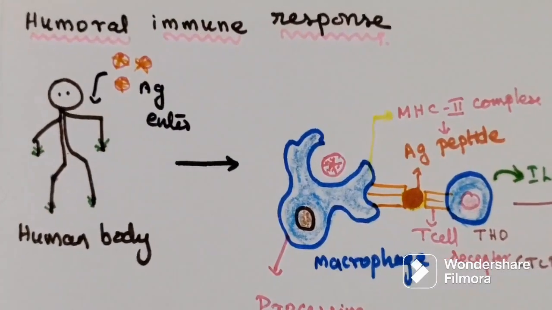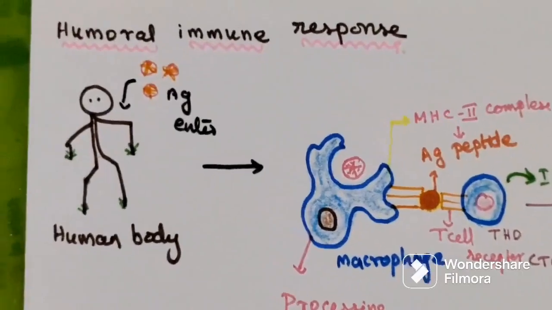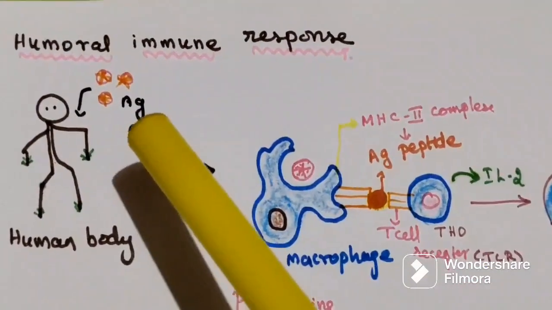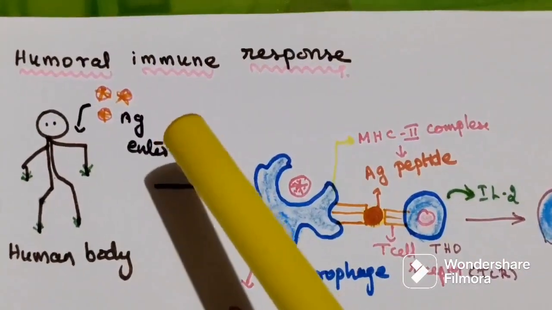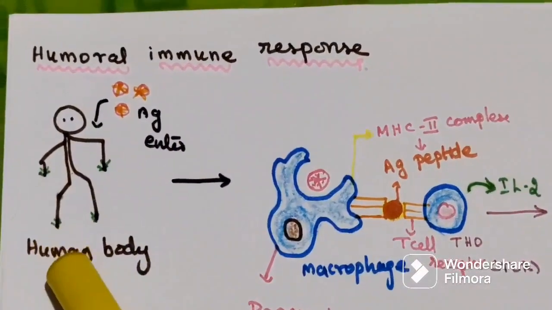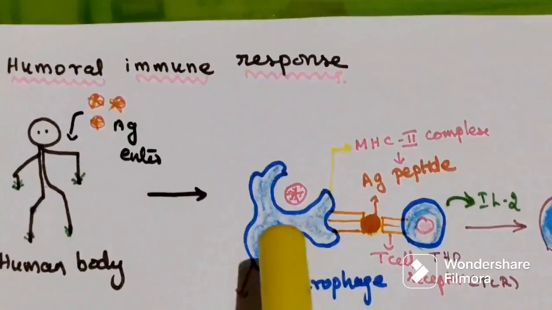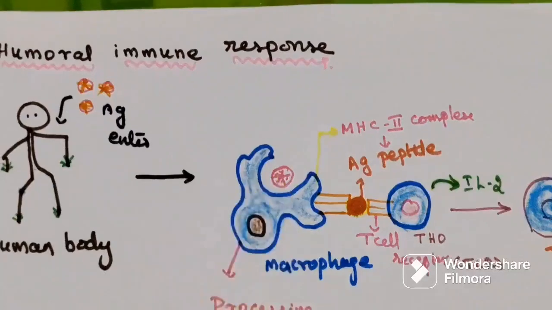First, we will discuss the humoral immune response. Whenever foreign particles, which we consider antigens, enter the human body, they may be microorganisms or any substances, toxins, chemical drugs, or particles. Our immune response will activate. First, the foreign particles enter the macrophages. This one is the macrophage.